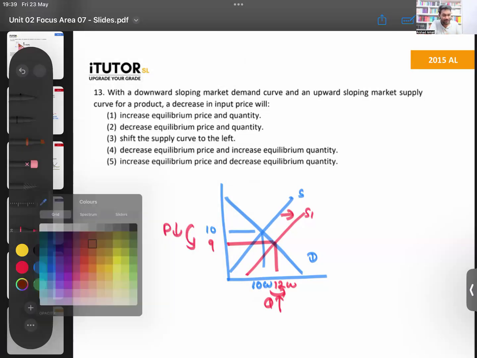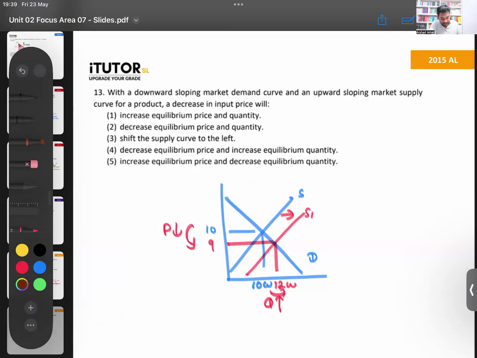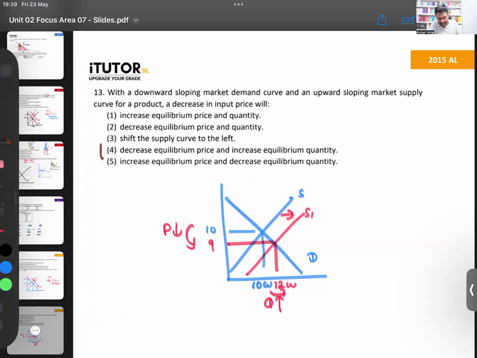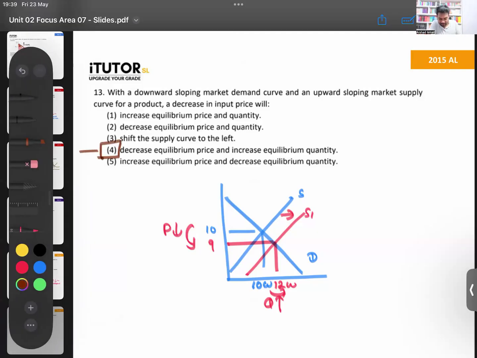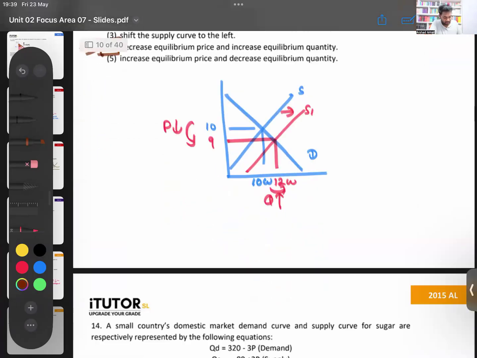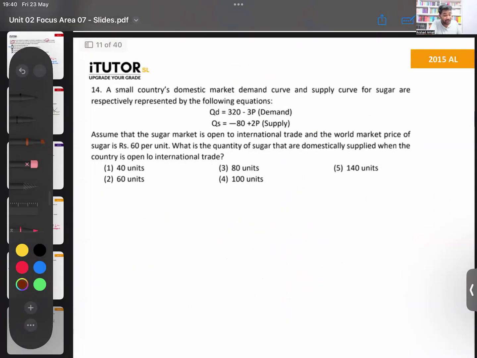Which one's the answer? A decrease in the price and an increase in the quantity. Done. Then 2015 question 14.